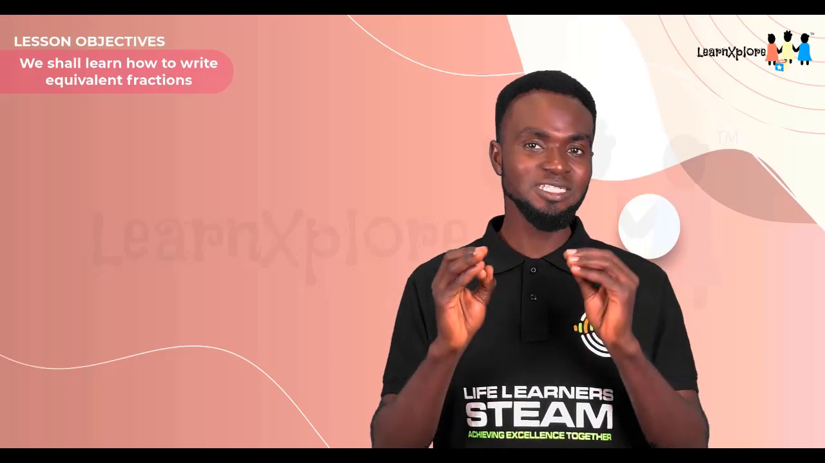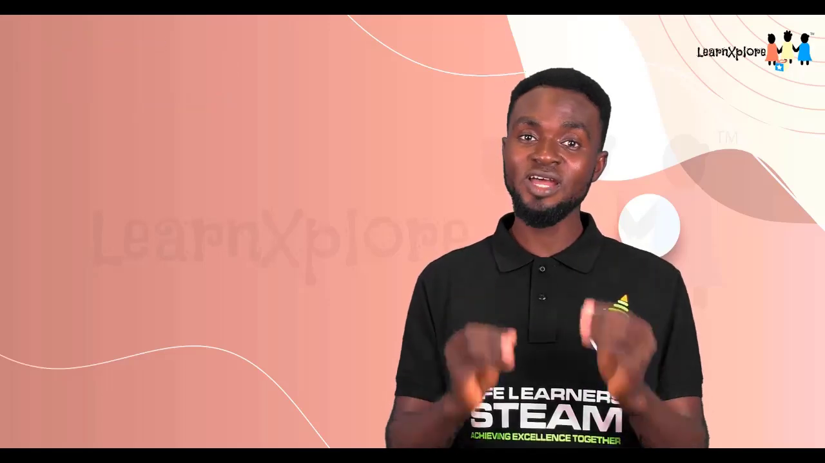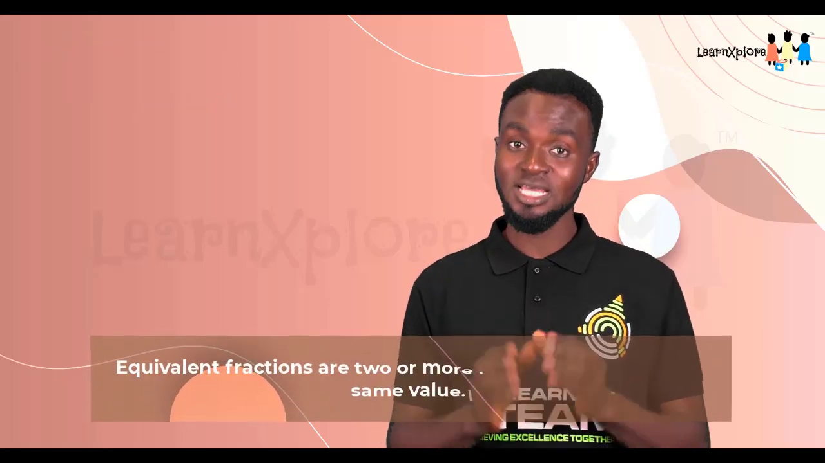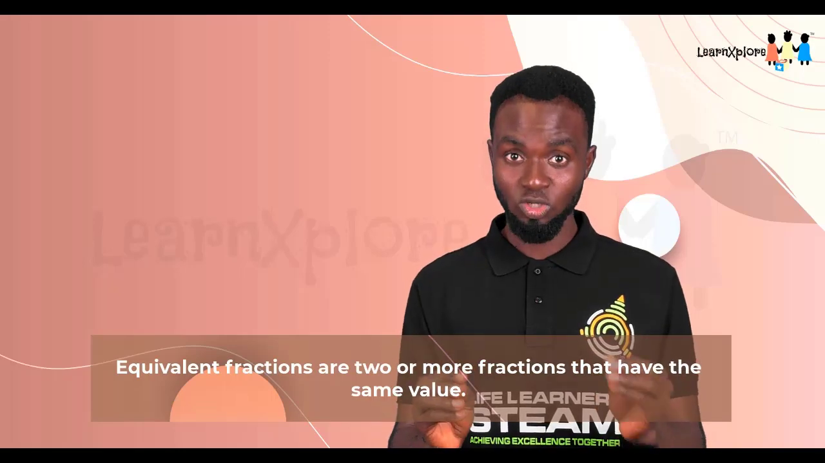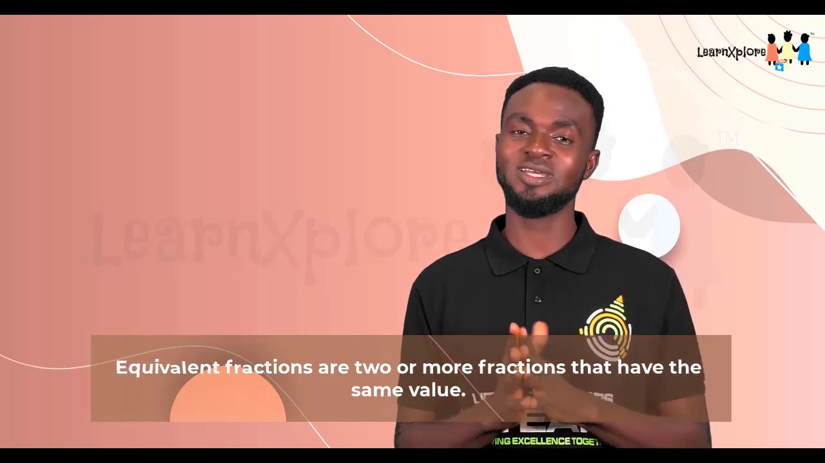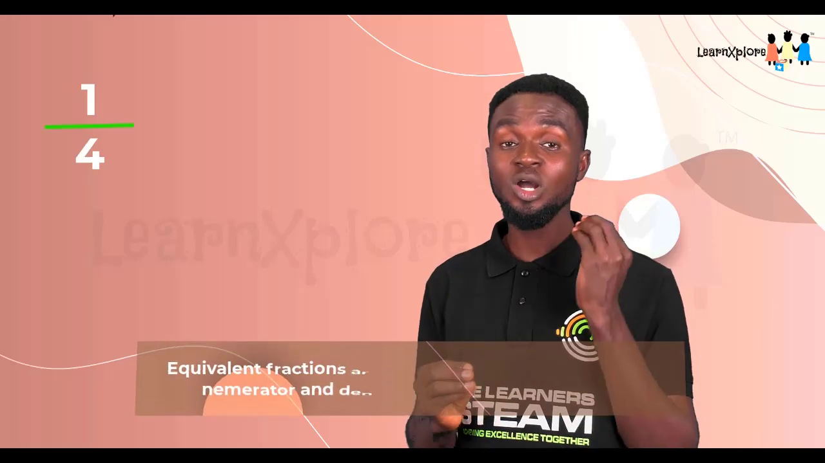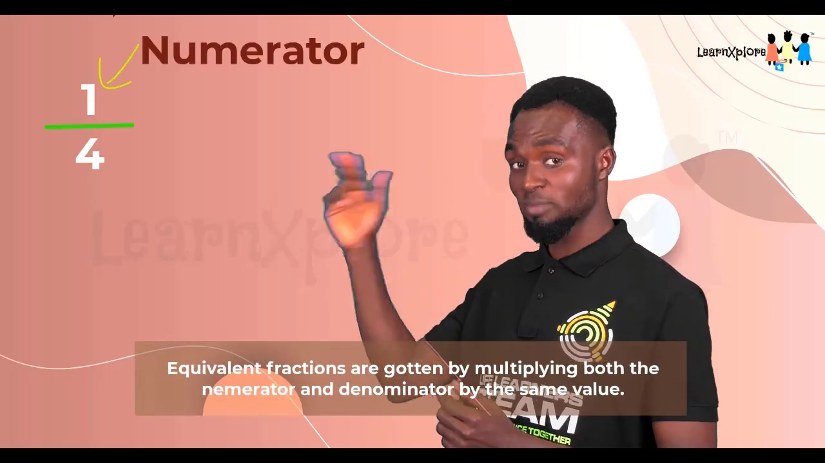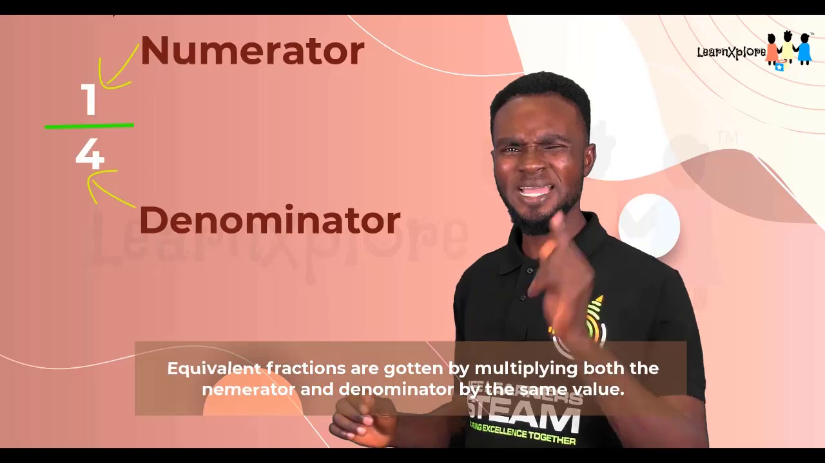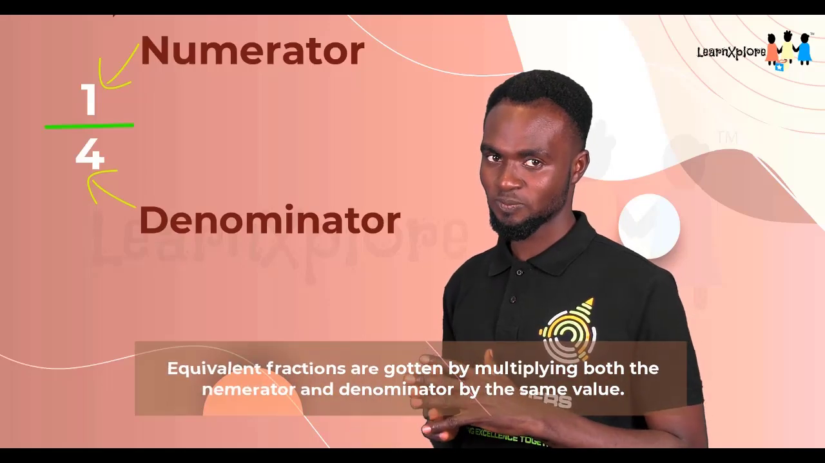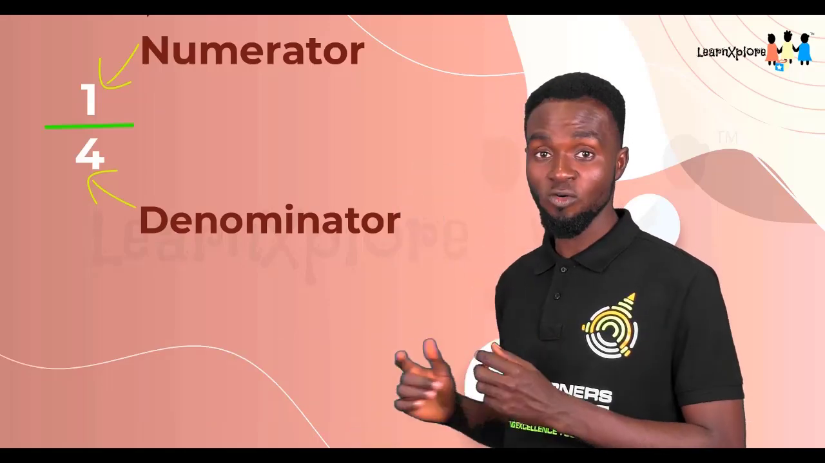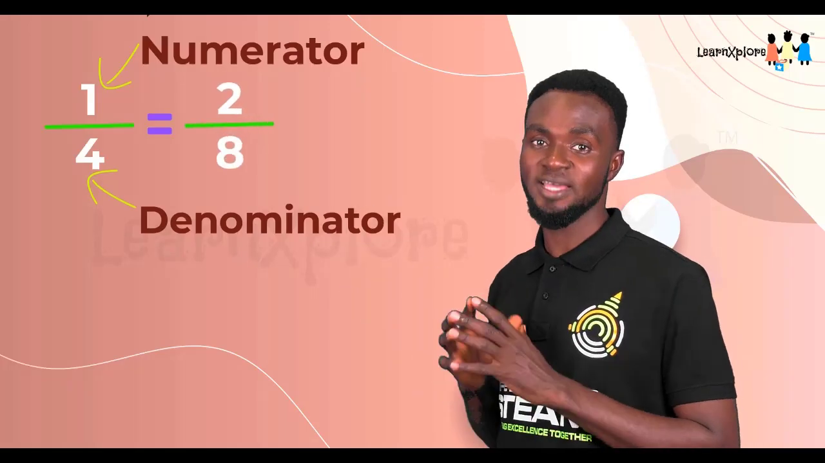But before then, let me define what an equivalent fraction is. Equivalent fractions are two or more fractions that have the same value, although they may look different. Now, let us write the equivalent fractions of 1/4. Equivalent fractions are gotten by multiplying both the numerator and the denominator by the same value. So 1/4 is equal to 2/8.